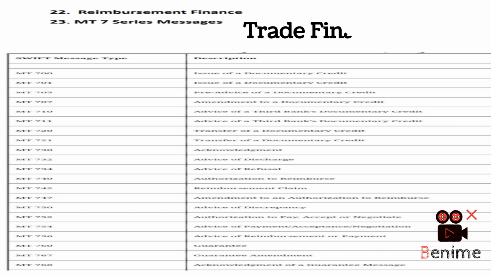MT740 authorization to reimburse, purpose, scope, structure. MT742 reimbursement claim, purpose, scope, structure. MT747 amendment to an authorization to reimburse, purpose, scope, structure.